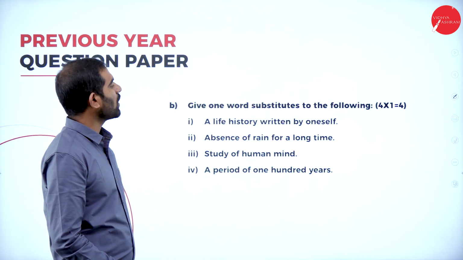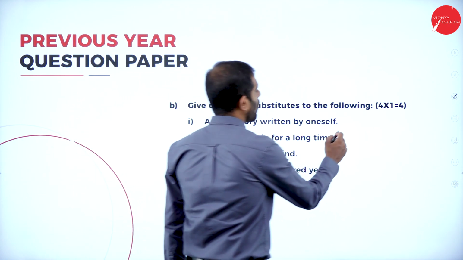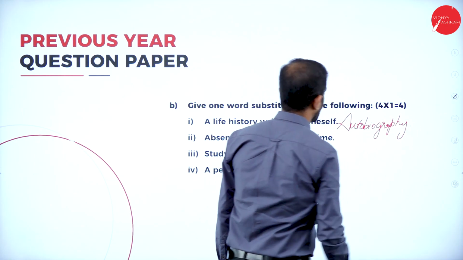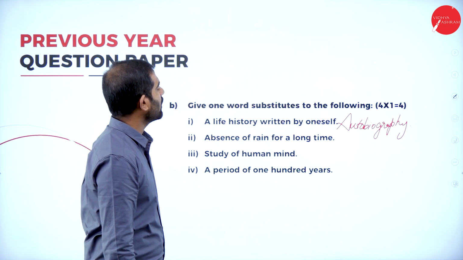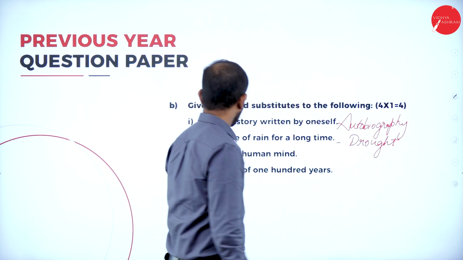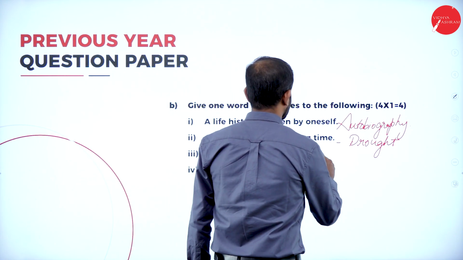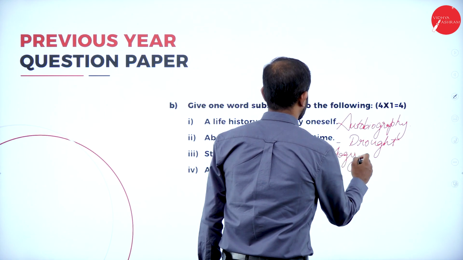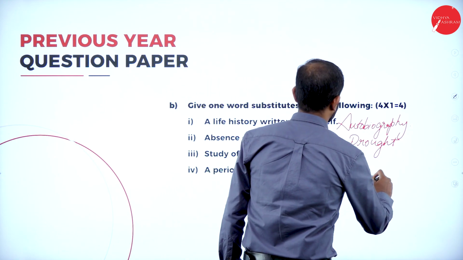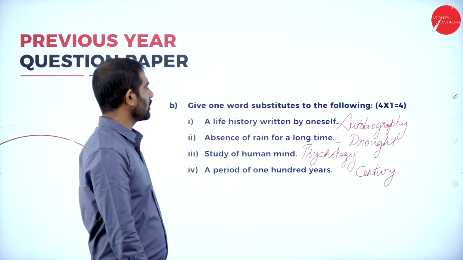Next is give one word substitutes for the following. A life history written by oneself. It is autobiography. Absence of rain for a long time. It is drought. Study of human mind. Psychology. A period of 100 years. Century. So these are one word substitutes.